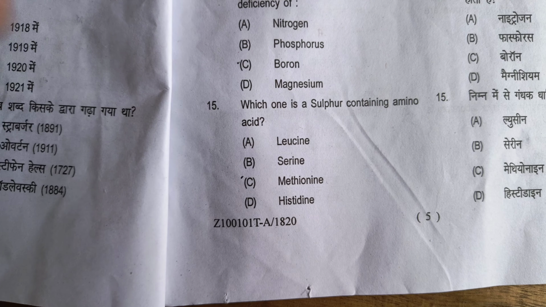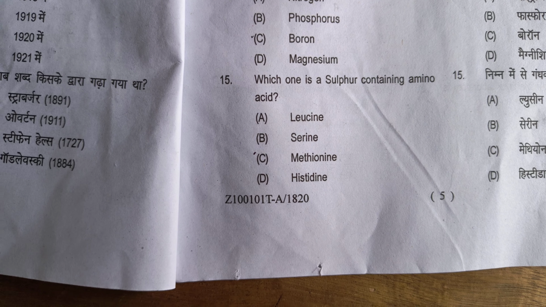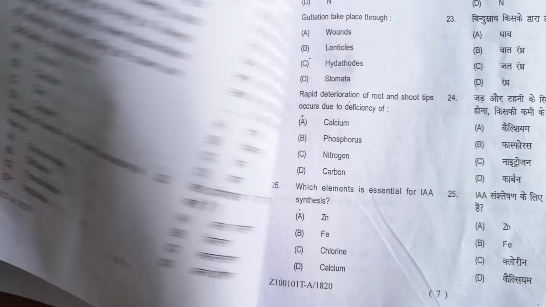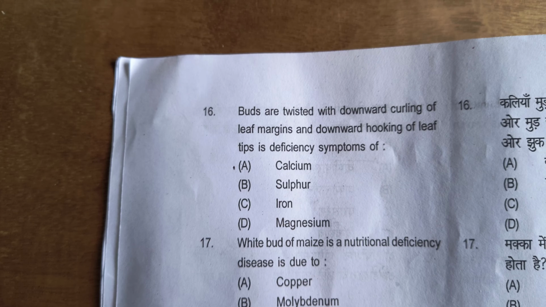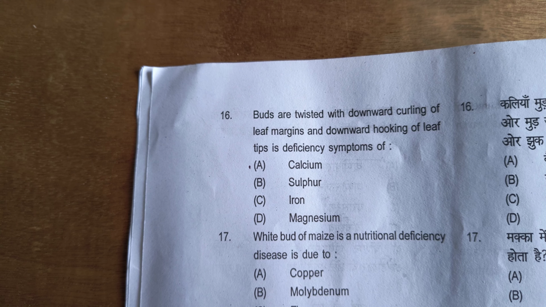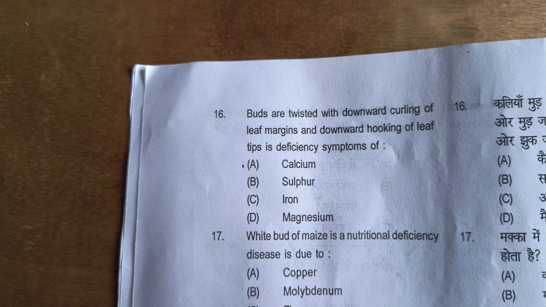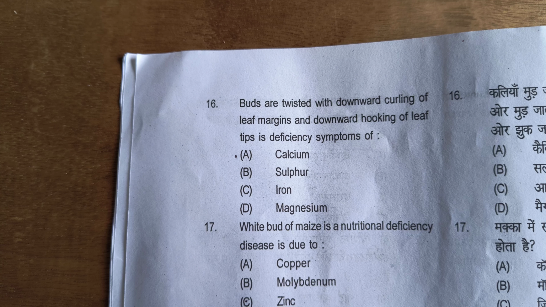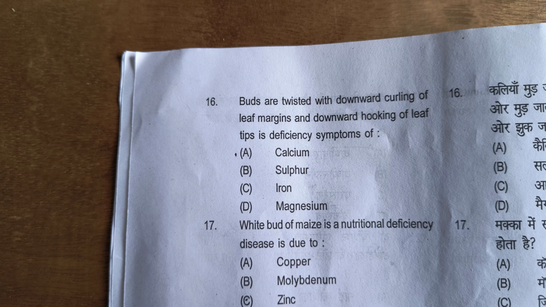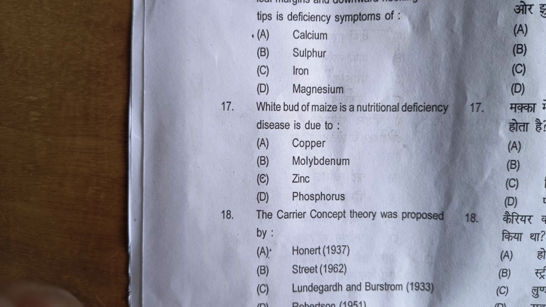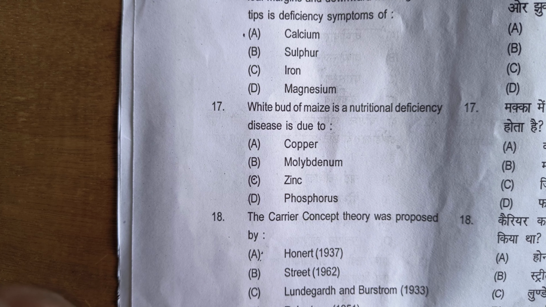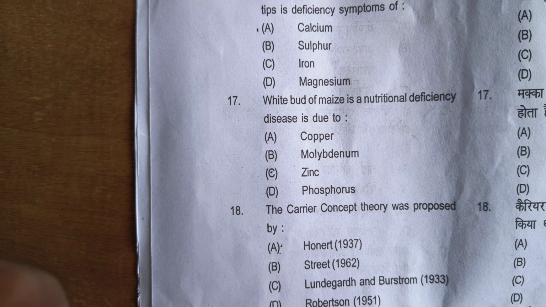Next, which one is a sulfur-containing amino acid? The right answer is option C, methionine. Next, downward curling of the leaf margins and downward hooking of leaf tips is a deficiency symptom of calcium. Option A is correct. Next, white bud of maize is a nutritional deficiency disease due to zinc. Option C is correct.